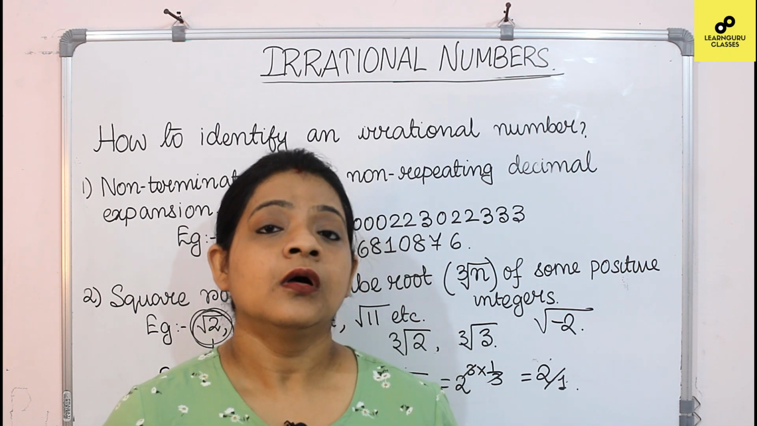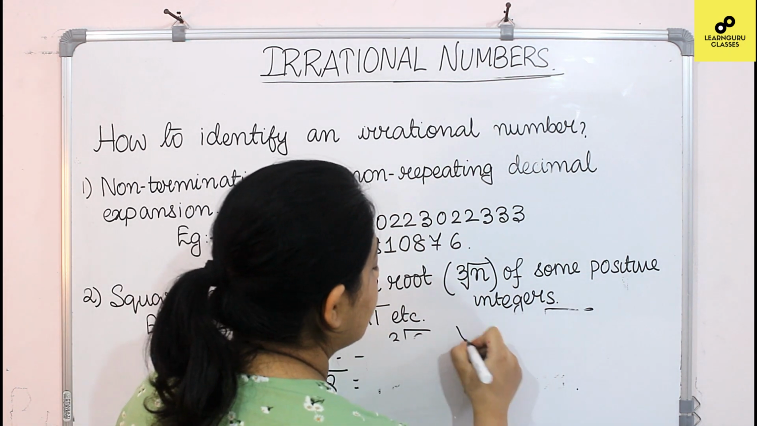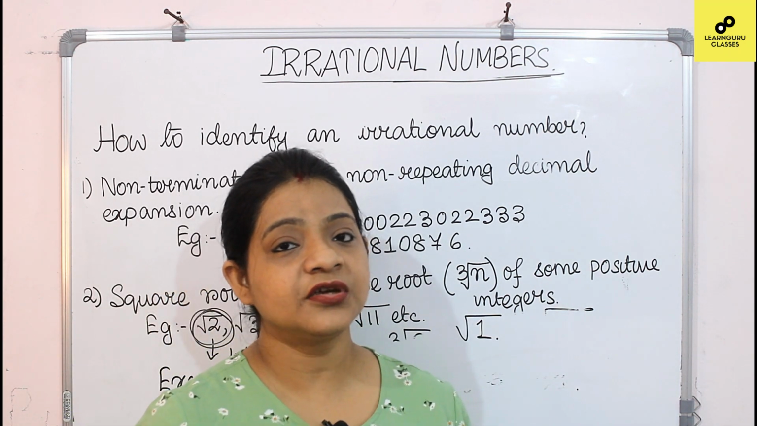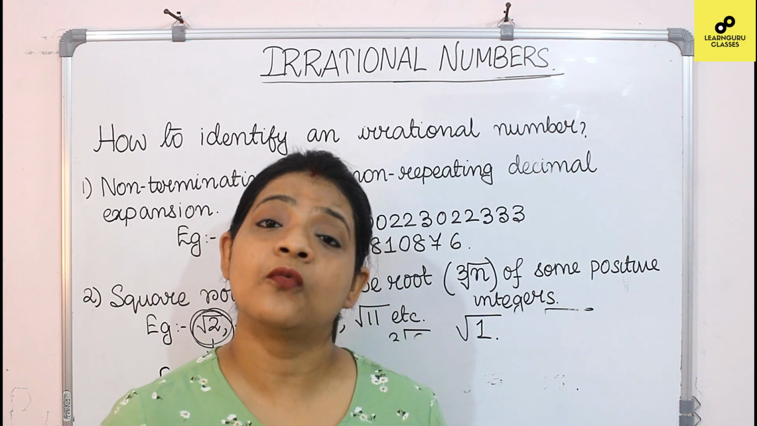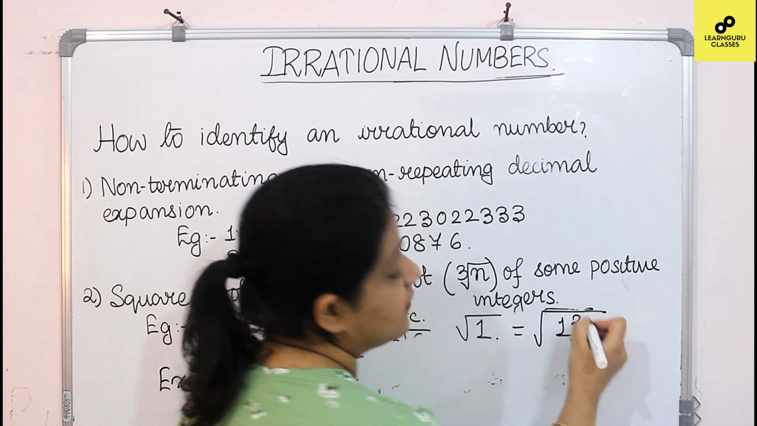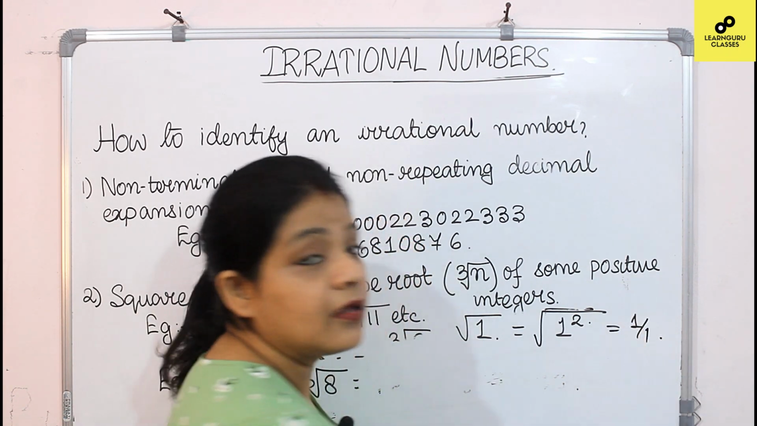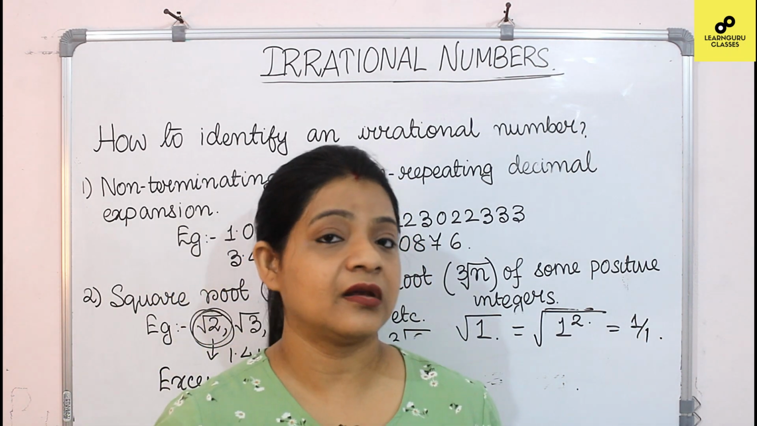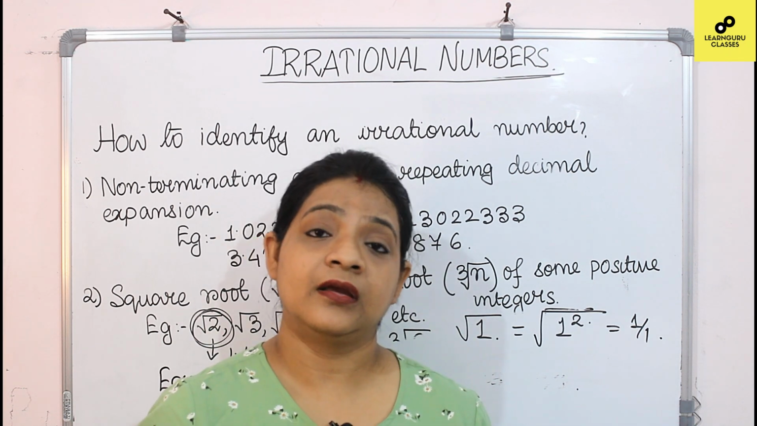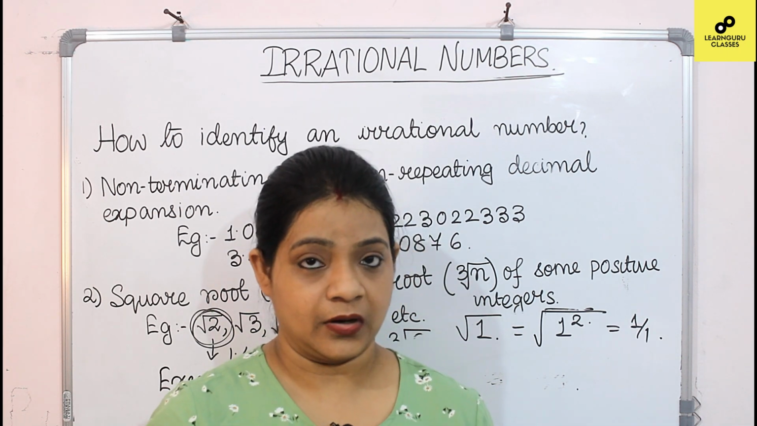Again, if I ask you, is root over 1 an irrational number? We cannot say root over 1 is an irrational number, because we can write root over 1 as 1 square over 1. The square gets cancelled, the 1 by 1, so you are getting a rational number out of it. So root over 1 is not an irrational number, but a rational number.